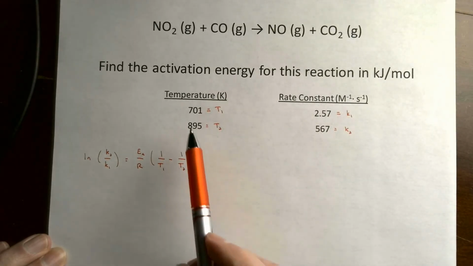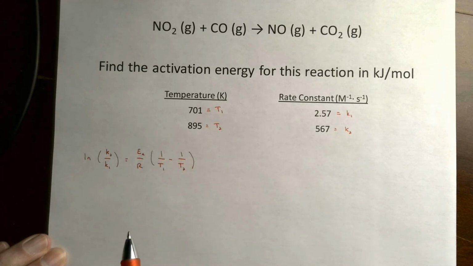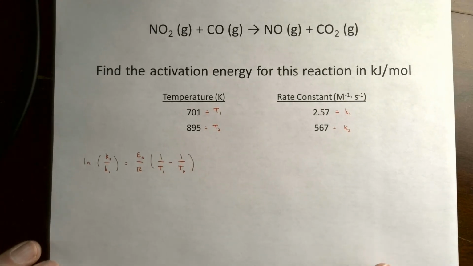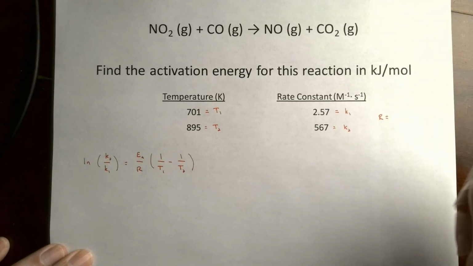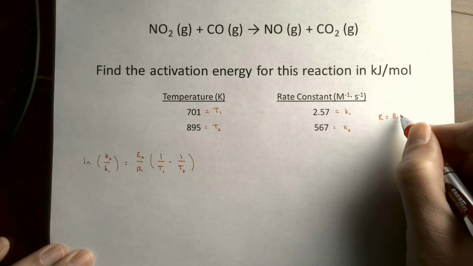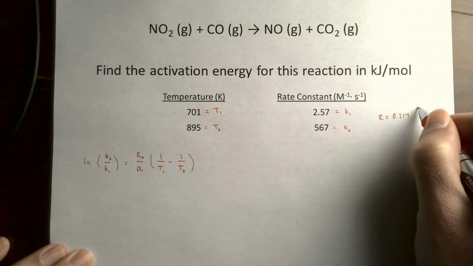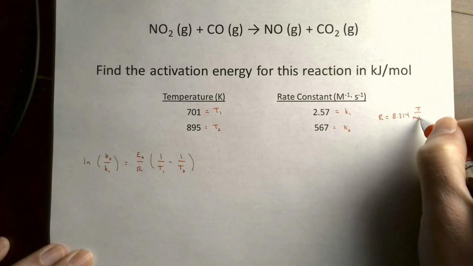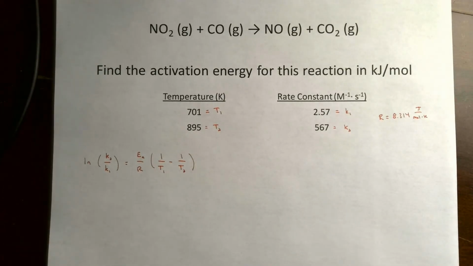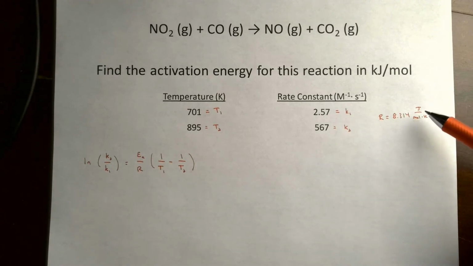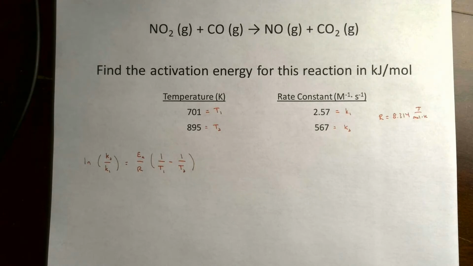Now we have the values for all those different variables. You can probably see that this is going to become very much a plug and chug type problem. The only piece of the puzzle that we don't have down here is the gas constant, and R equals 8.314 joule per mole Kelvin. And that gas constant is going to determine what the unit of activation energy would be. It's going to end up being joule per mole.